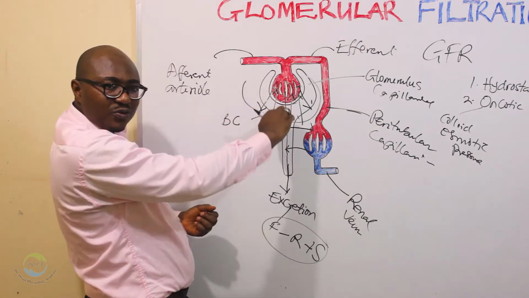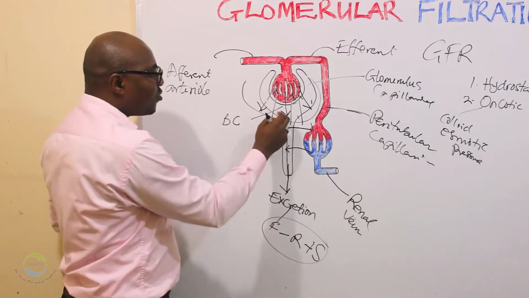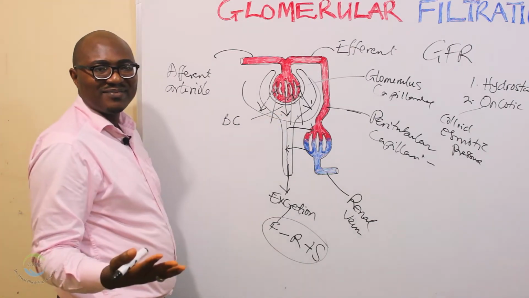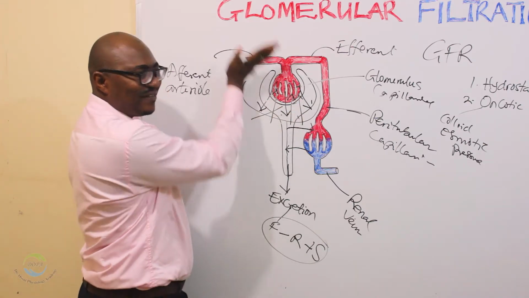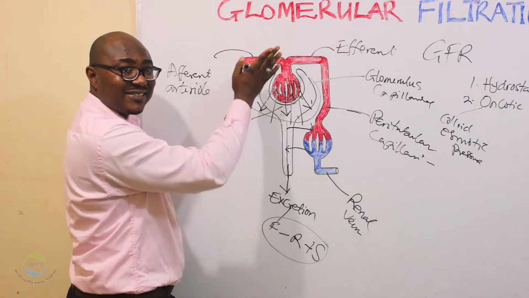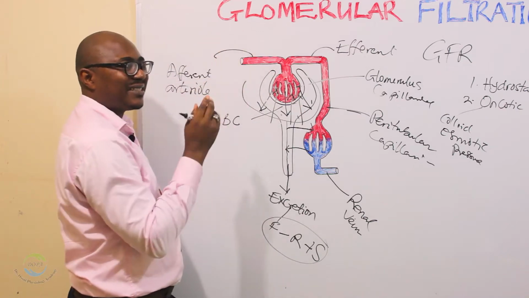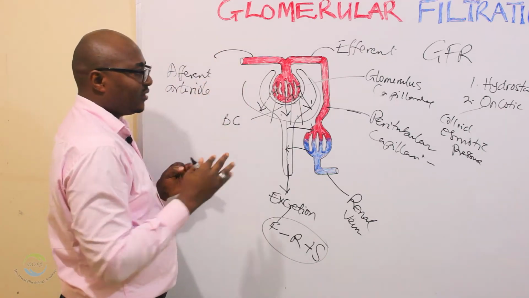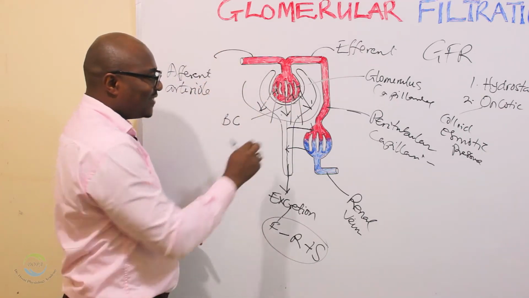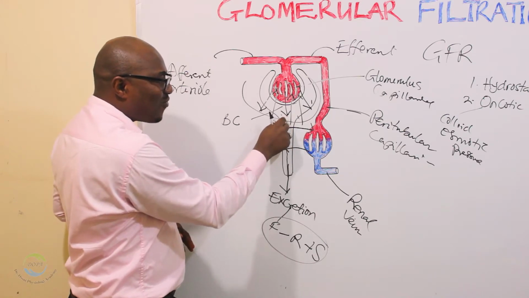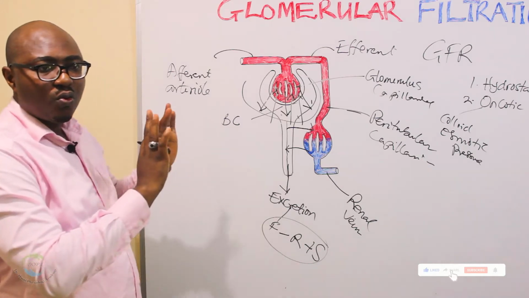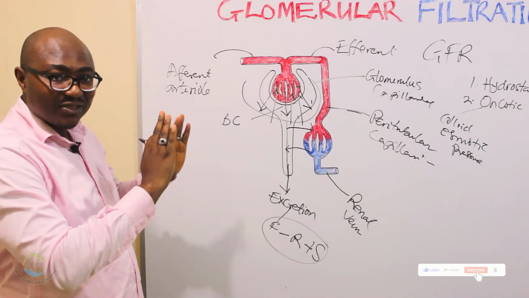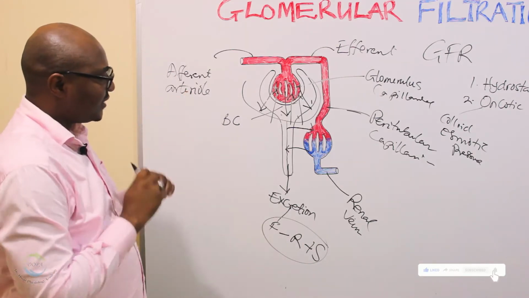That means it's supposed to favor filtration, but the Bowman's capsule does not have plasma proteins. Remember that filtration leaves behind blood cells and plasma proteins and some other very large molecules. They cannot cross the filtration barrier. So the oncotic pressure of the Bowman's capsule is 0. So let us now quantify it so that we get more insight.